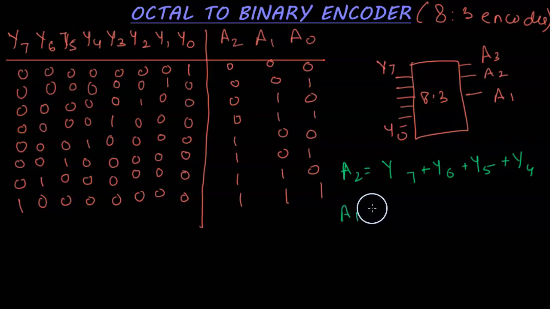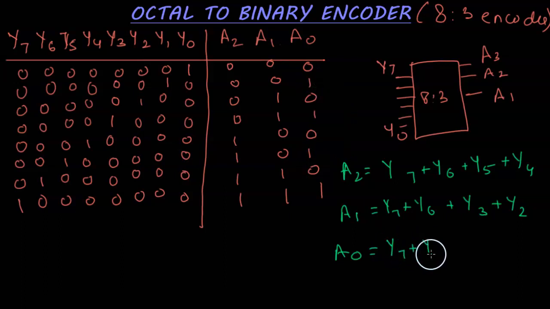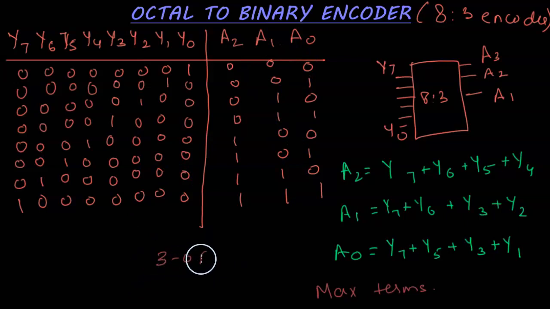Similarly, A1 is 1 when Y2 or Y3 is 1, and Y6 or Y7. So that corresponds to Y7 plus Y6 plus Y3 plus Y2. And last, A0 is 1 at the alternate times: Y7 plus Y5 plus Y3 plus Y1. And remember, these are the maxterms of our encoder. And because we have 3 outputs, we have 3 OR gates. So 3 OR gates will be used if we try to implement these equations using a circuit.